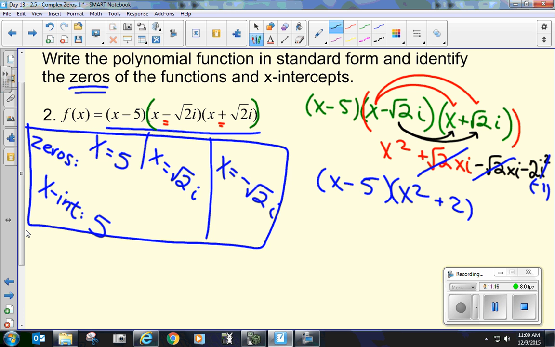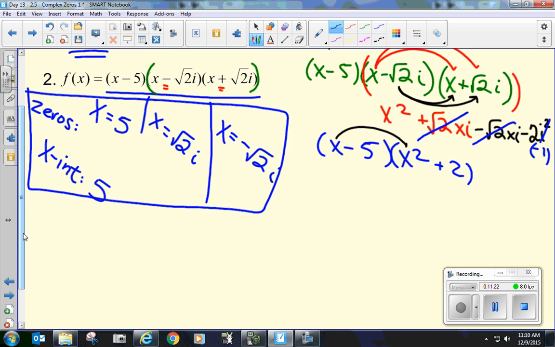Alright, let's do this. x times x squared. Yes, x to the third, thank you. x times 2, that's just 2x. Negative 5 times x squared, negative 5x squared. And a negative 5 times a positive 2 is negative 10.